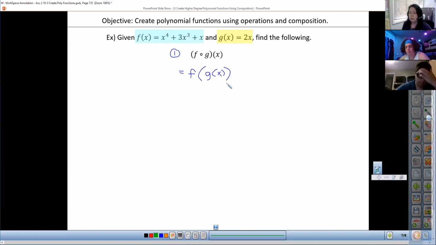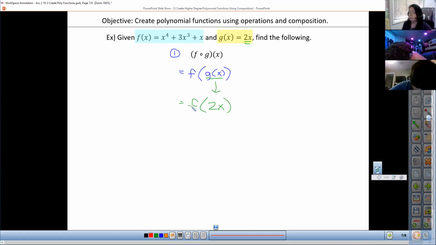So we know these two are the same. So notice g of x is in our parentheses. So what we're going to do now is we're going to go to the given information and find what g of x is equal to. And that's right here highlighted in yellow. g of x is equal to 2x. So now I'm going to rewrite this as f of 2x. Okay?